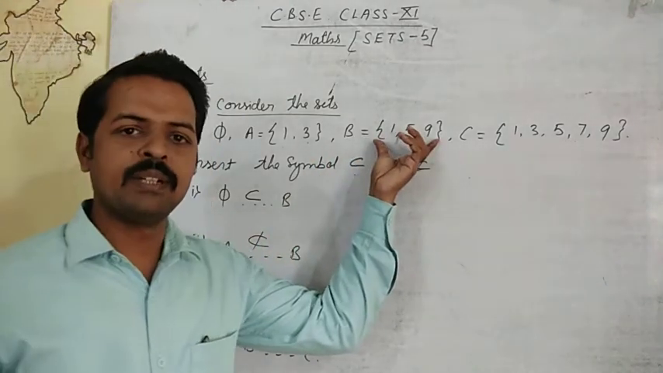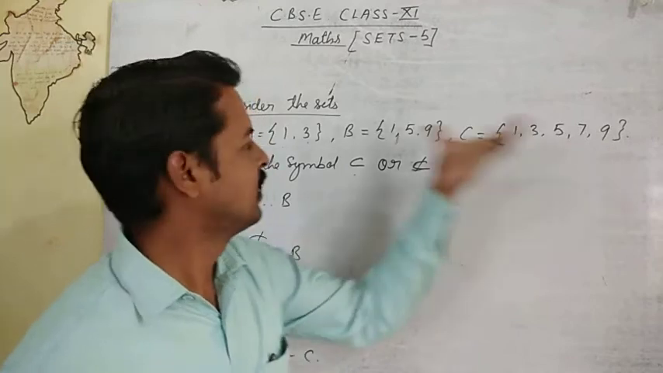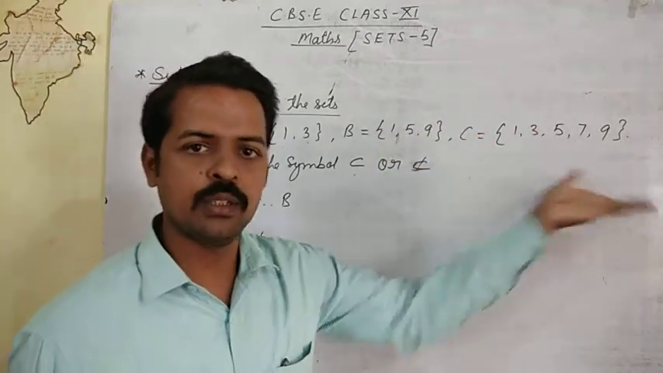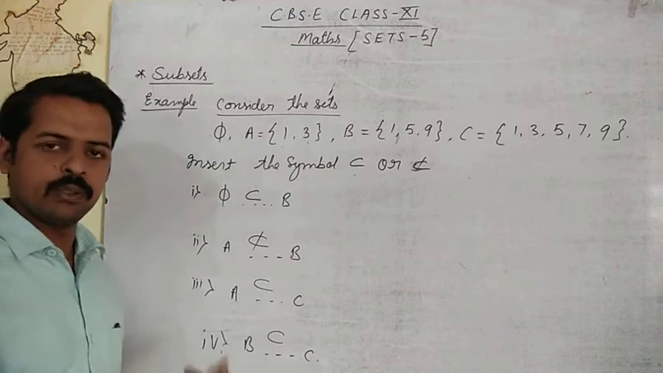Now the fourth question. B has elements 1, 5, 9 and C has elements 1, 5, 9. Yes. All elements of B are there in C. So again B is a subset of C. Please pause this video and note it down.